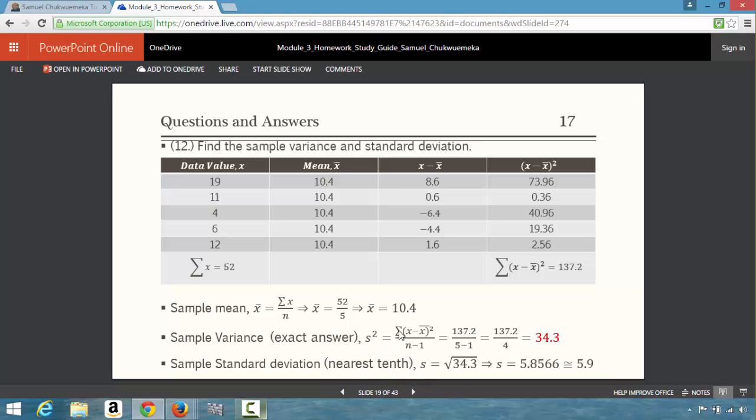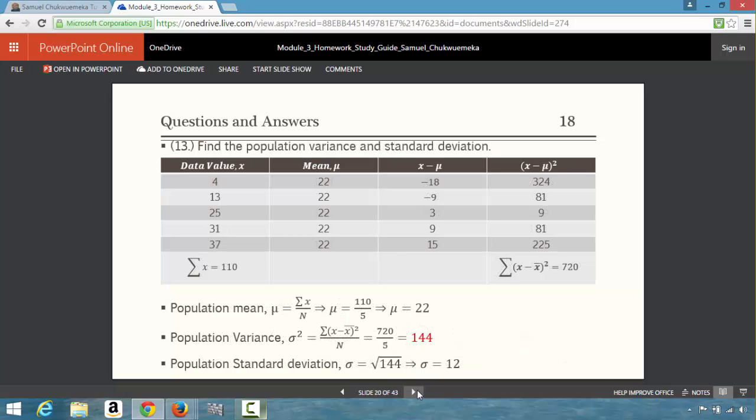Then another thing you should notice is that for sample variance, we are using n minus 1. And we are using lowercase s squared for sample variance and lowercase s for sample standard deviation. Well, for population variance, you use sigma.